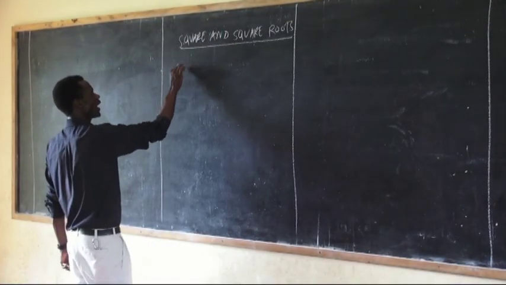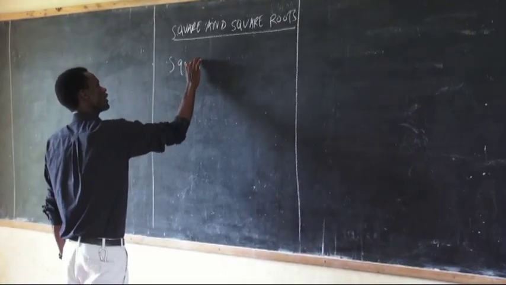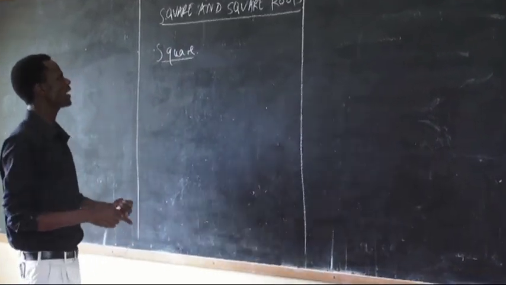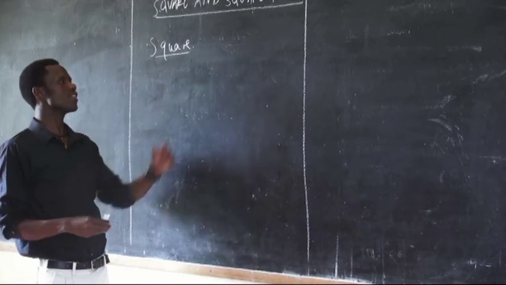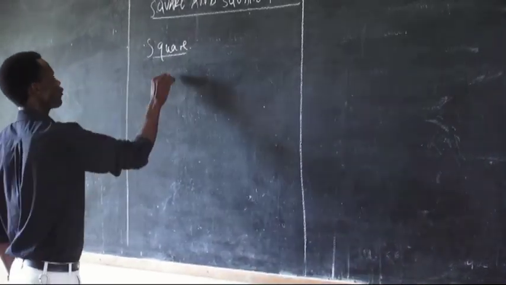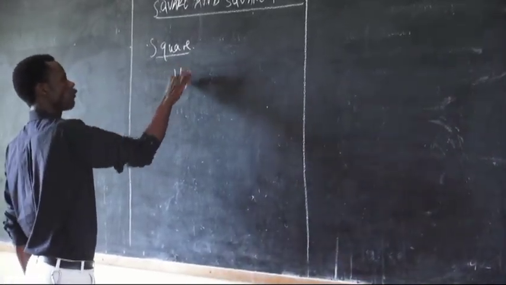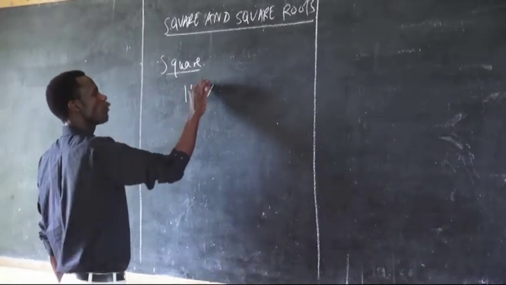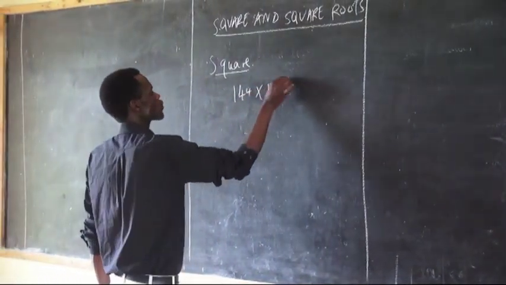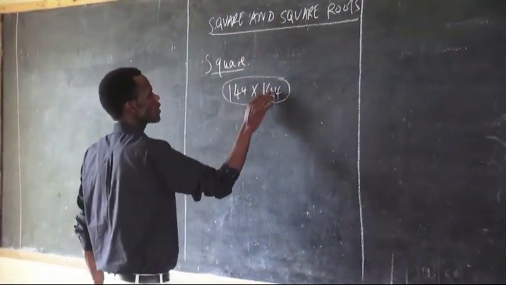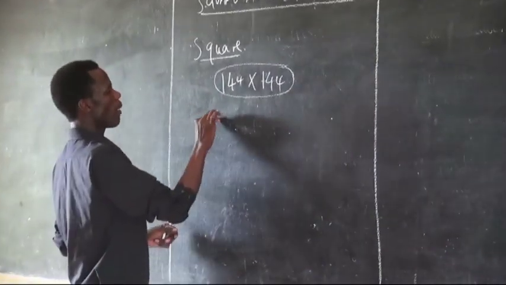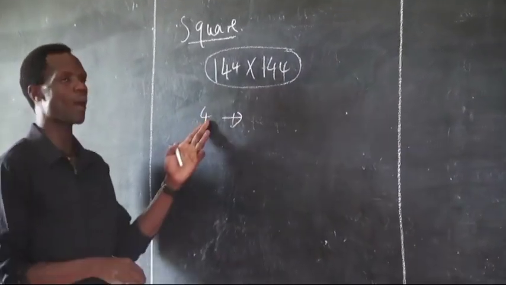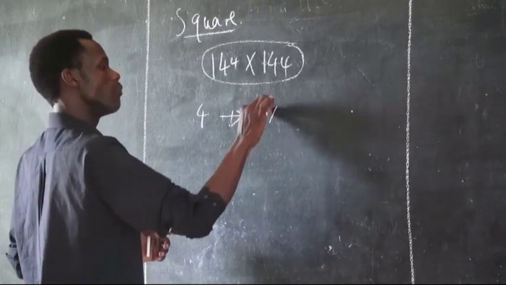Now, finding the square gives the number that is obtained when taking the number and multiplying it by the number itself. Example, when you talk about 144, that is 144 times 144. The product of this is called the square of 144. But when you want to obtain the square of the number 4, that is 4 times 4.